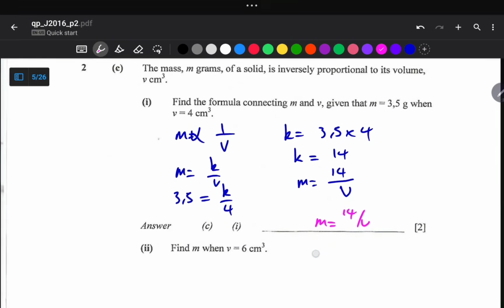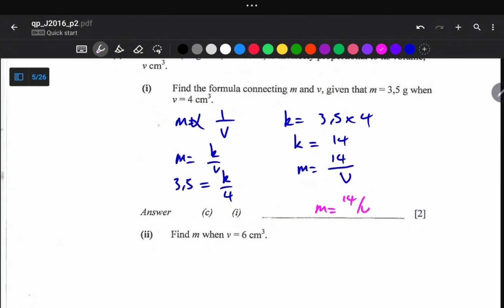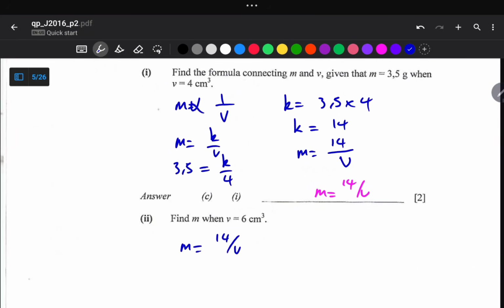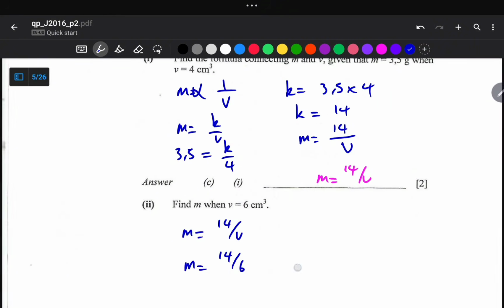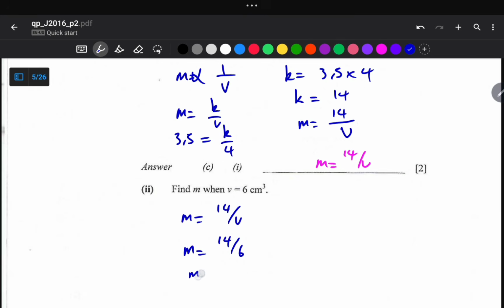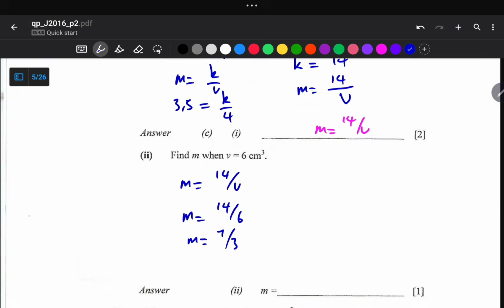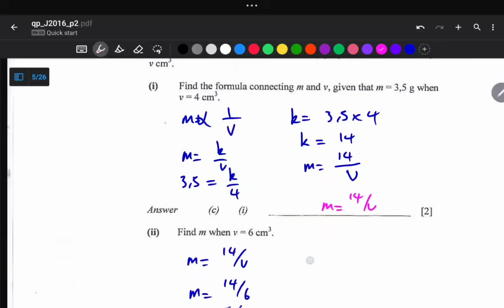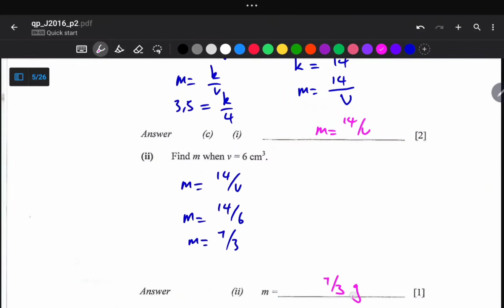And then for the next part of the question, which says find the value of m, given that v is equal to 6 cubic centimeters. So m is equal to 14 over v. Given that v is equal to 6 cubic centimeters, we now say m is equal to 14 over 6, and we can divide everything by 2. So this gives us m being equal to 14 divided by 2, which gives us 7, and 6 divided by 2 gives us 3. So our final answer in its lowest term is equal to 7 over 3 grams. Okay, so it is 7 over 3 grams.